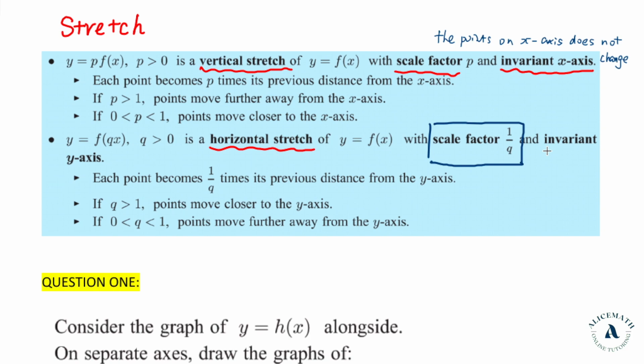Similarly, for the invariant y-axis, the points on the y-axis do not change. Each point becomes 1 over q times its previous distance from the y-axis. The distance from the y-axis means the horizontal distance.